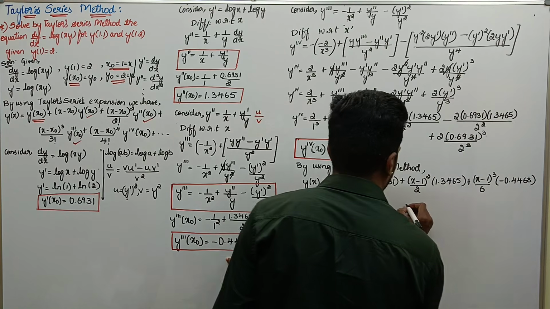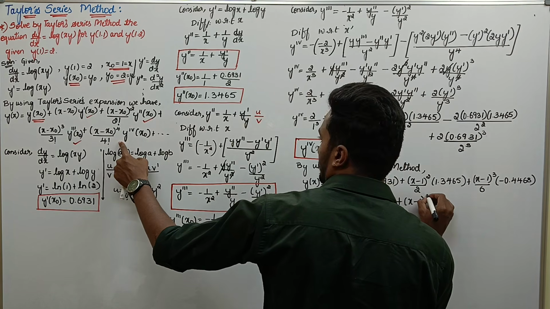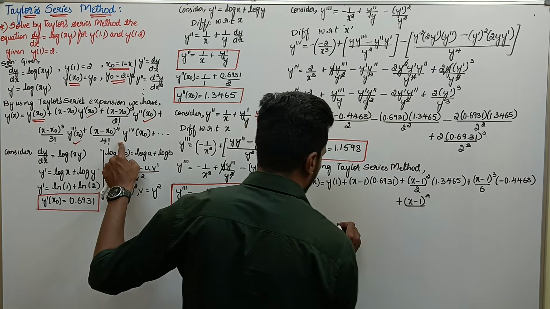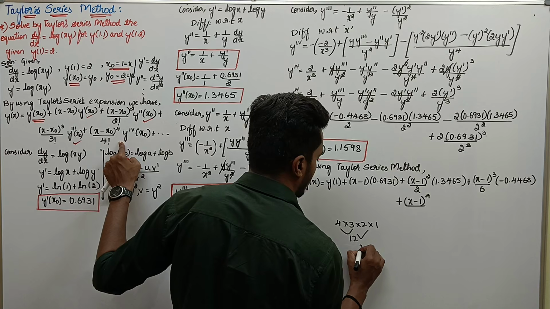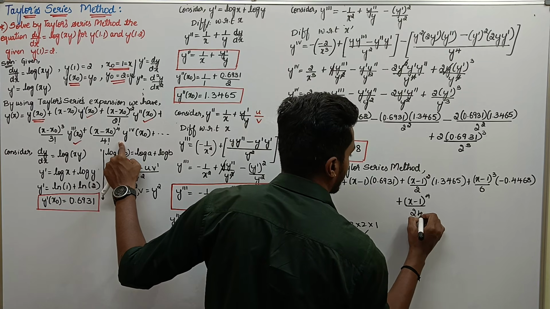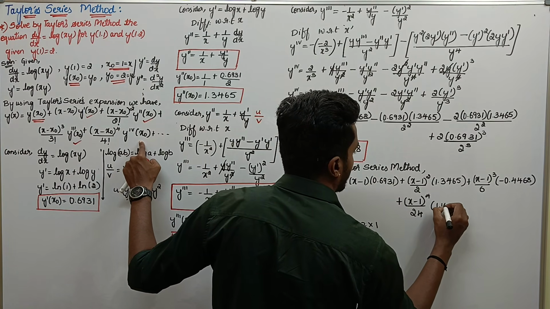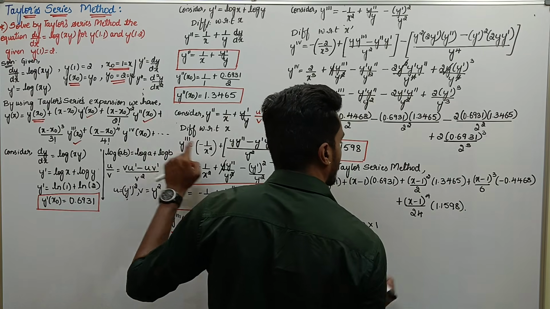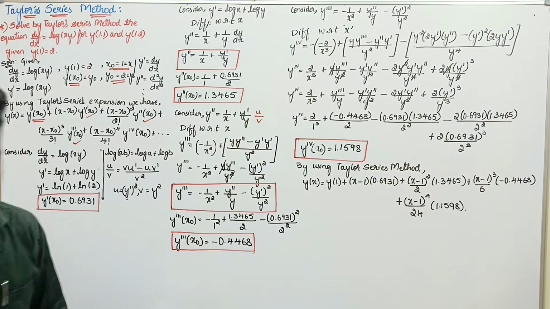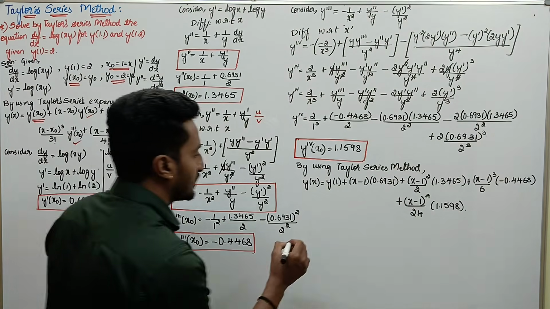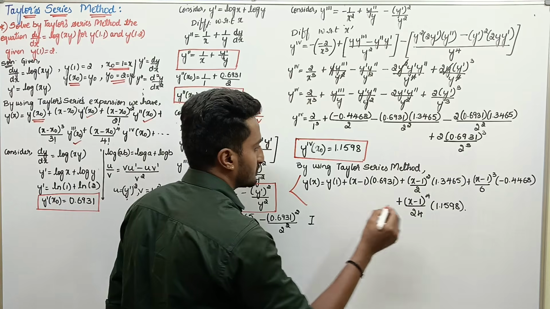0.4468, plus the last, that is x minus x naught is 1 to the power of 4, 4 factorial, 4 into 3 into 2 into 1, 4 3s are 12, 12 2s are 24, 24 into 1, 24, 24 into y fourth degree of x naught, you get 1.1598. Got the point? Now, this we call the Taylor series expansion of the given differential equation. We can represent the tabular column also.